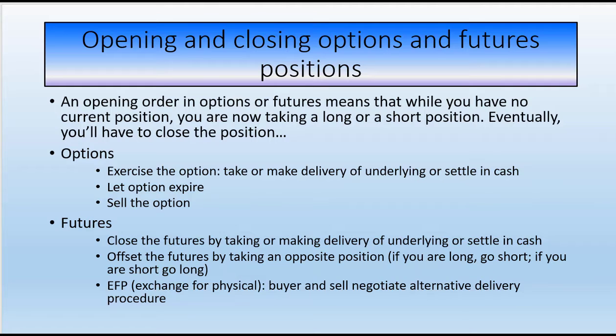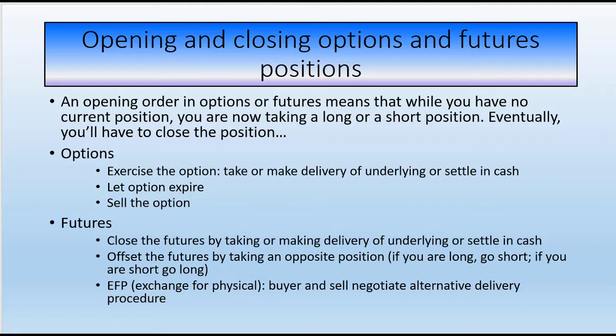Now, with futures contracts, you can close out a position by taking or making delivery of the underlying or settling in cash. Same situation as with options. Now, with futures contracts, you can do what's called an offset. You can offset the futures position by taking an opposite position. So if you're now long corn, for example, and you're going to take delivery of corn, well, what you do is you go short corn, and now you have no position. You went long, you shorted, and now you have no position. Basically, it's the same thing as buying Amazon and then selling Amazon. You have no position anymore.